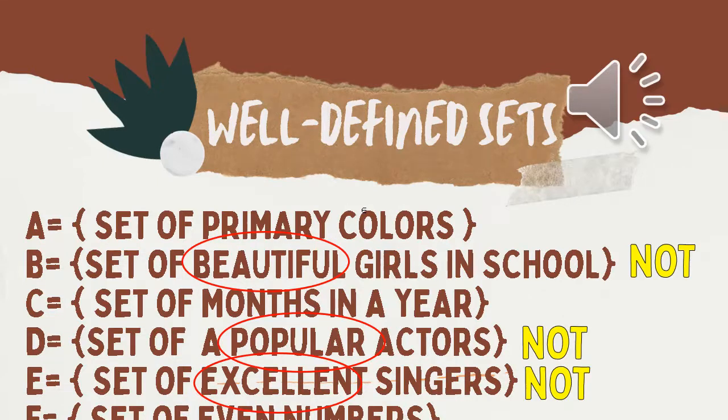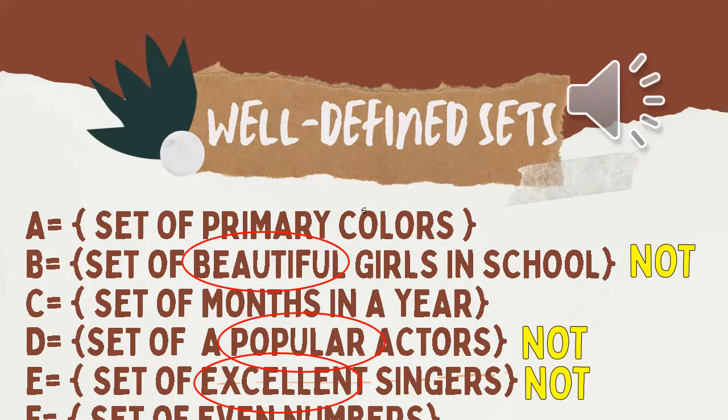Okay? While set E is a set of excellent singers. Ganon din. Parang sa popular actors. Okay? Meron tayong para sa atin is magaling silang singer. Sa iba naman ay hindi. So, we cannot identify, okay, kung sino talaga yung excellent singer. So, set E is not a well-defined set. Okay, next.